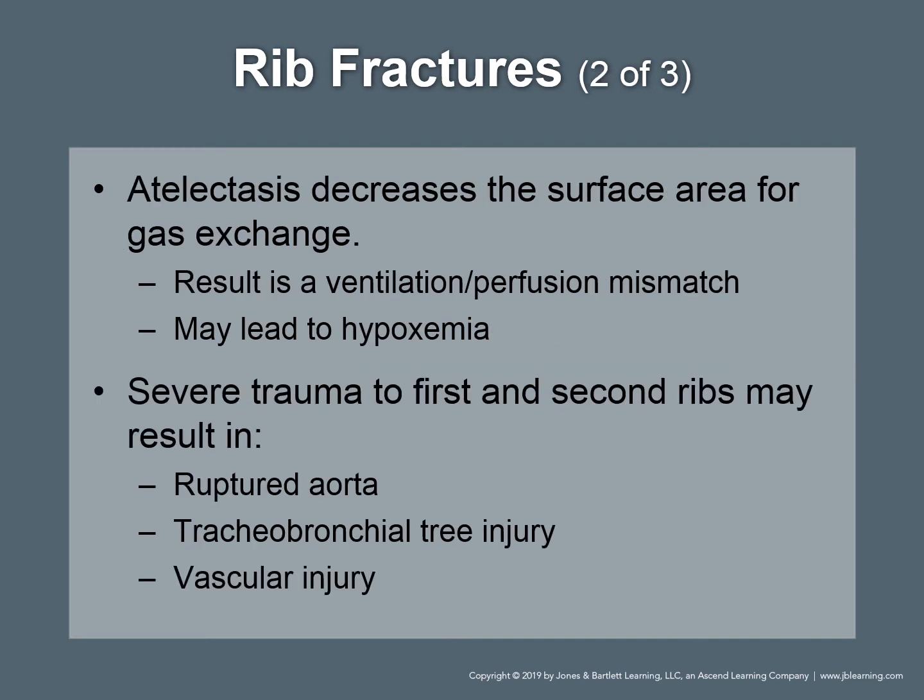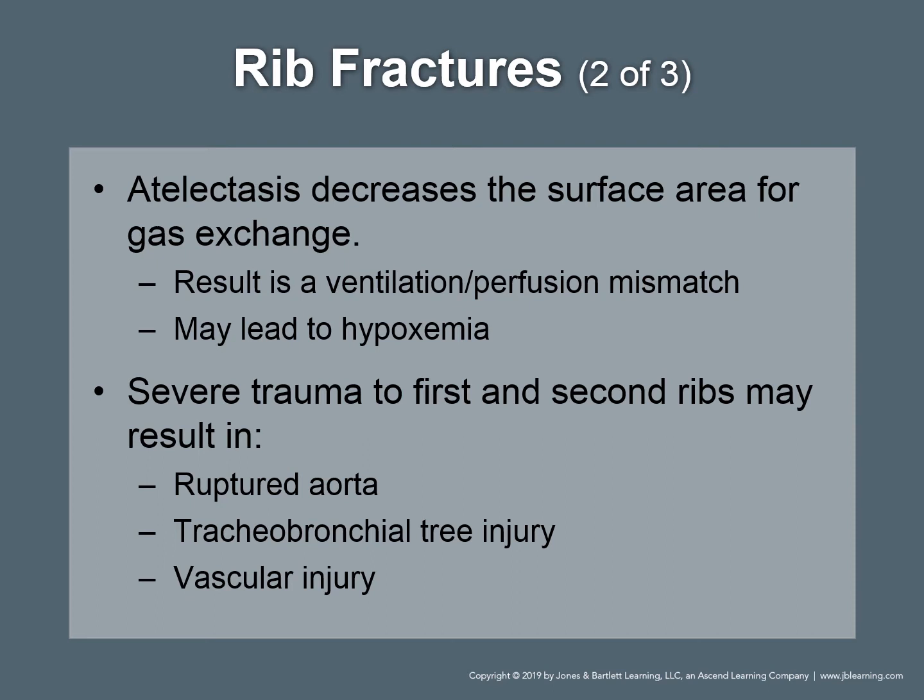Atelectasis decreases the surface area for gas exchange, and this is where your lung just collapses. The alveoli don't expand. The result is a ventilation perfusion mismatch. We talked about that. That's where you can't get oxygen to the blood or you can't get blood to the oxygen. In this case, it would be unable to get the oxygen to the blood. You may have hypoxemia, which causes brain death and acidosis.